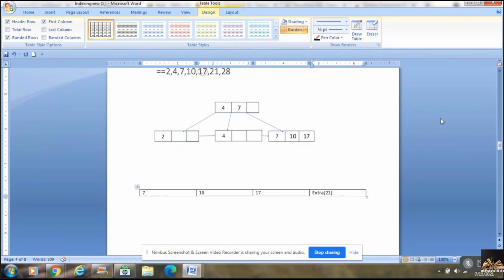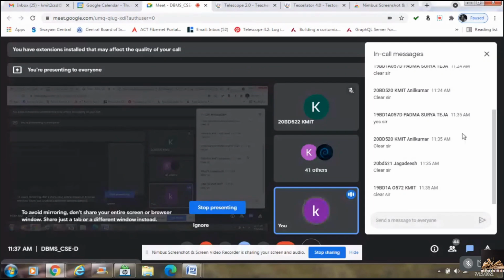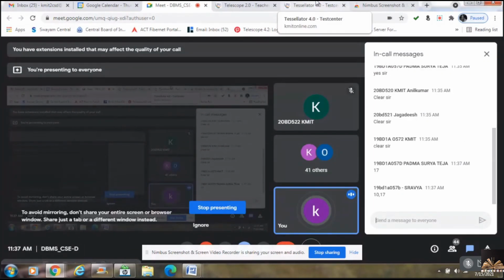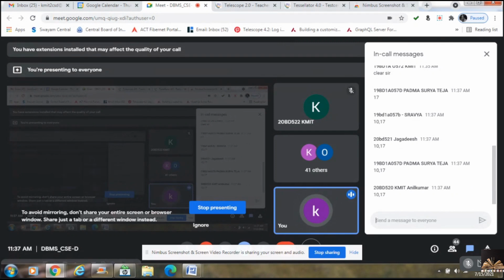Sometimes what will happen is you have to take the median of this complete thing. Usually you take the complete median of these things. Then what would be the middle elements with respect to 7, 10, 17, 21? The middle elements are 10, 17.